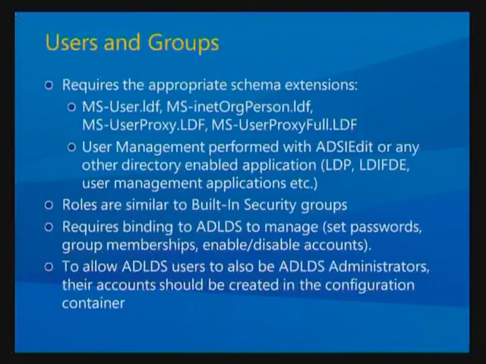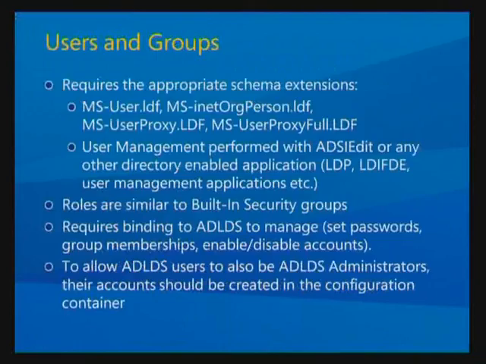By default, if I want a user to be able to access information in an Active Directory Lightweight Directory Services instance, they need to be added to one of those roles. Otherwise, they don't have permissions to read the directory. When I'm doing administration of the directory, I need to bind to the directory, and that then allows me to manage the properties in there, add users to groups, enable, disable accounts, set passwords, and things like that.